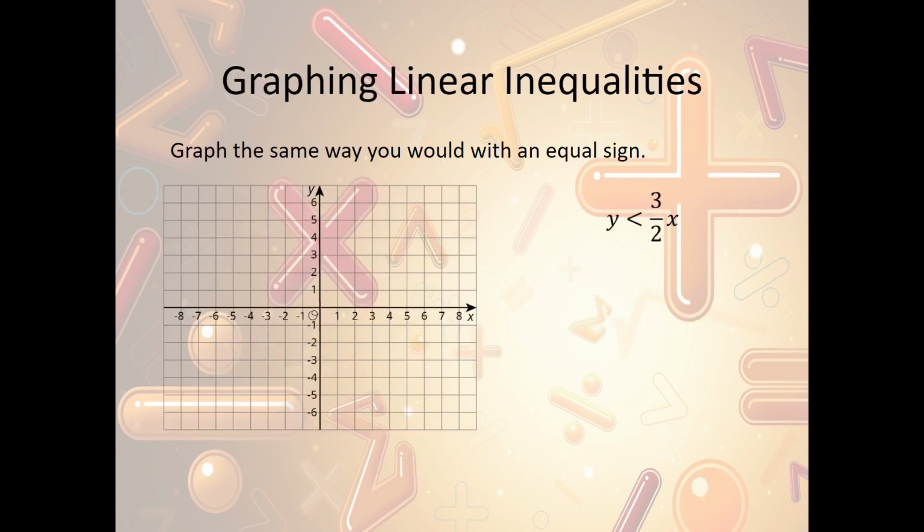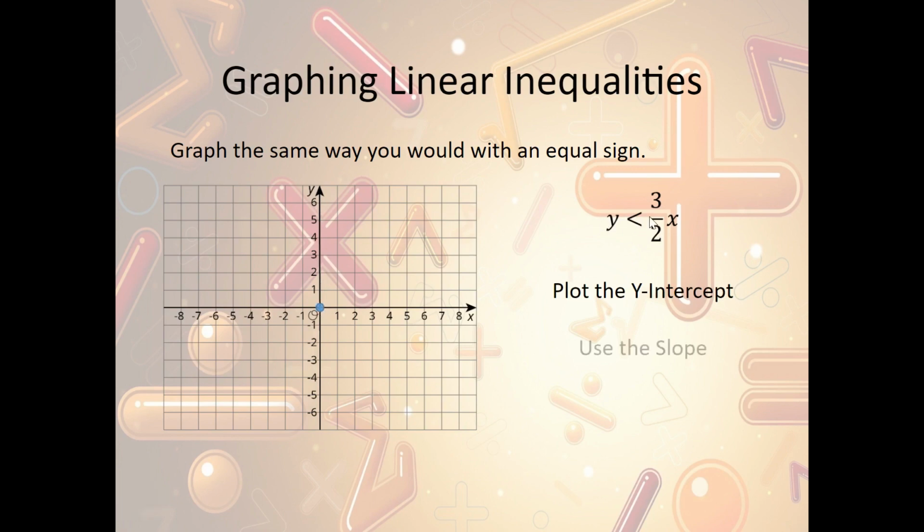So how does that apply to our inequalities? Well, when we graph these, we have y is less than 3/2 x. So we're going to plot the y-intercept first. Notice there is none listed here, so our y-intercept is 0. So I'm going to go here to 0 and plot my point.